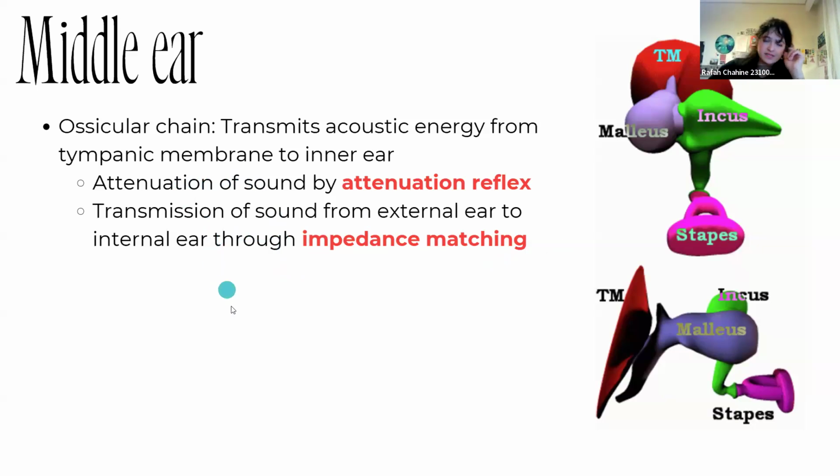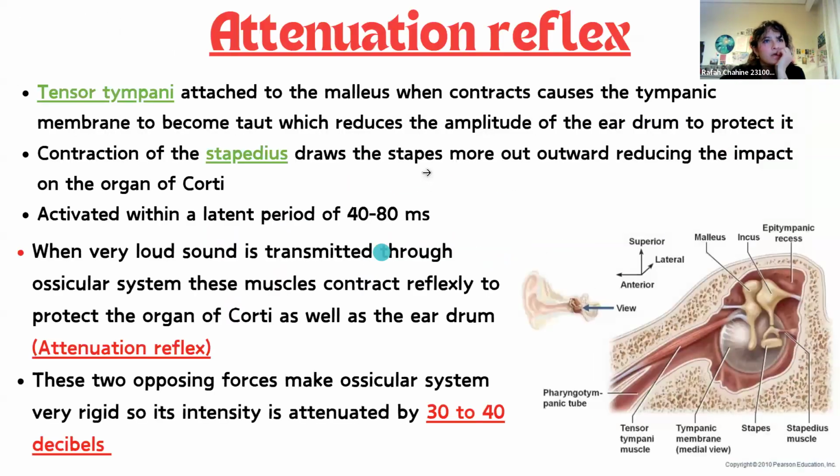Now, what the attenuation reflex is, from the name, we're trying to attenuate the sound. We're trying to make it quieter, yes? And impedance matching, I'm going to explain it when we get to the slide, because it's going to be a little bit more physics oriented. Okay, so for the attenuation reflex, this all has to do with the tensor tympani and the stapedius, okay? And the reason that I re-explain their functions twice is because of this attenuation reflex.